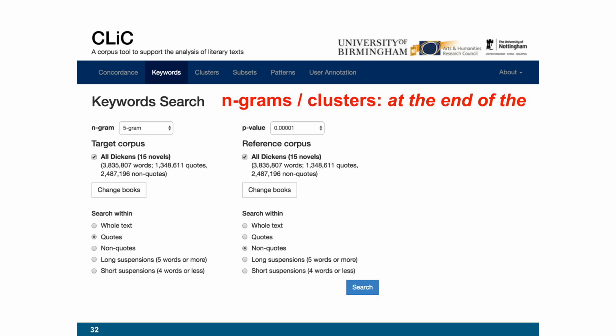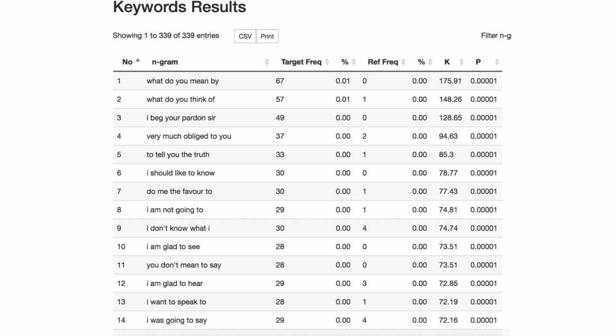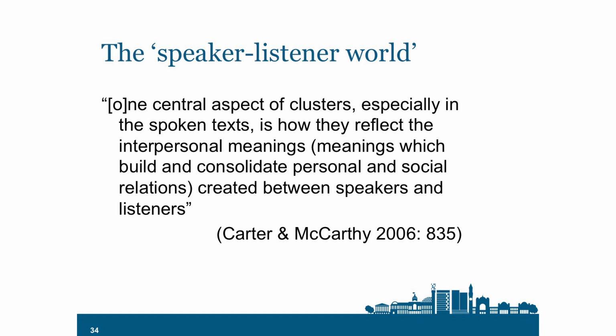So you can then do a key comparison, and what you get is, for instance, that if you say, I want to have all the sequences that are 5 words long, this would be a table of all the sequences that occur statistically more frequently in quotes than in non-quotes. So you have things like, what do you mean by, what do you think of, I beg your pardon, sir, very much obliged to you.